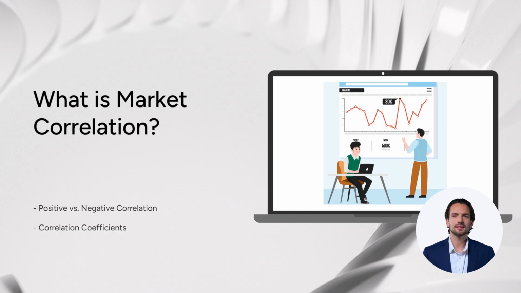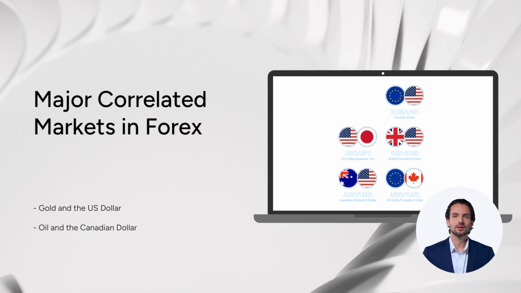For example, EUR/USD and GBP/USD often show strong positive correlation, while USD/JPY and gold might show negative correlation. Gold and the US dollar usually have a negative correlation. When the dollar weakens, gold often rises as investors seek safety in precious metals.